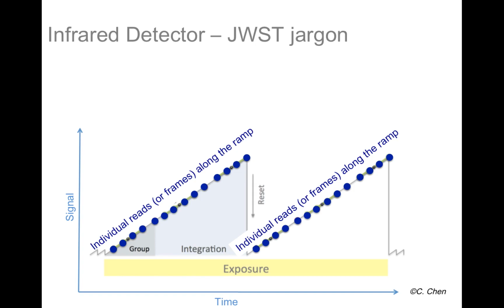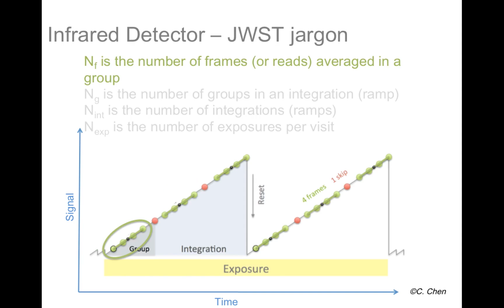In our jargon, each read is called a frame, okay? And you can average different frames into what's called a group. Why would one do that? It's basically to reduce the volume of data that you download to ground. You cannot download all individual reads. There's not enough throughput, so you have to average some frames. If you use NIRCam or other instruments, you may be able to download all the images, but NIRCam produces a lot of data.